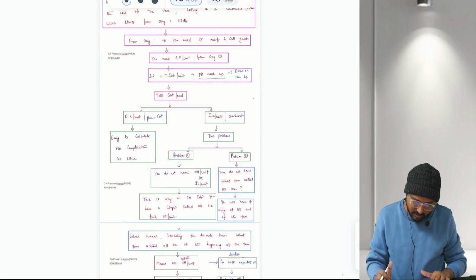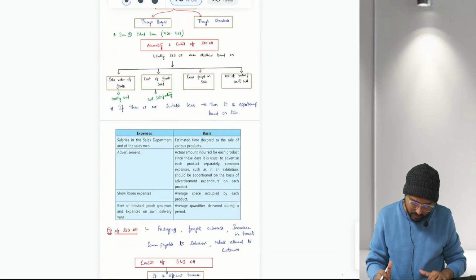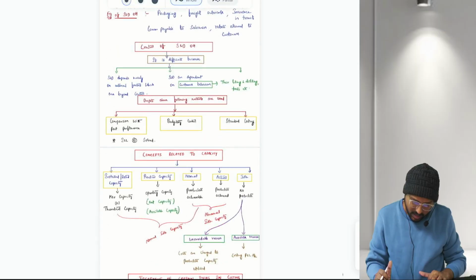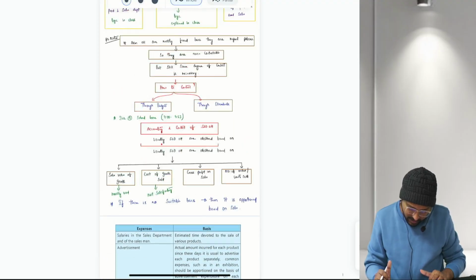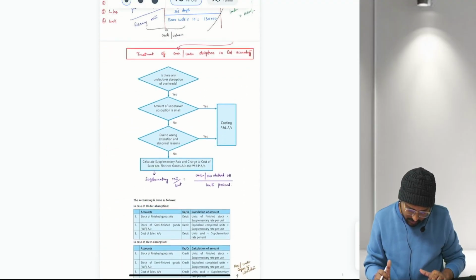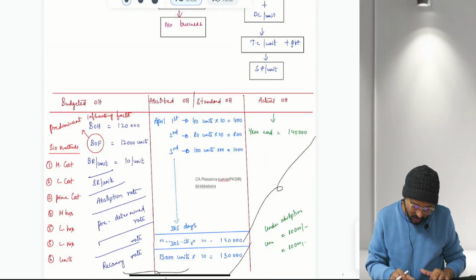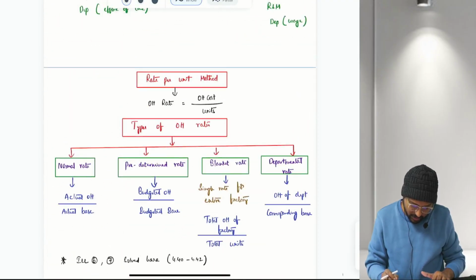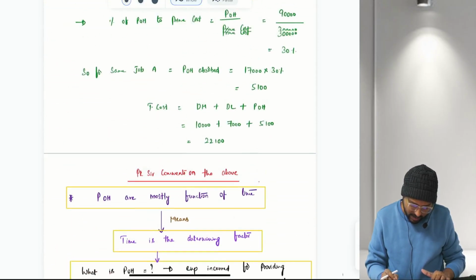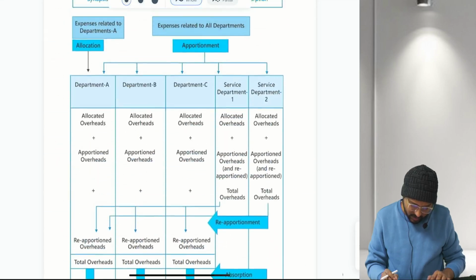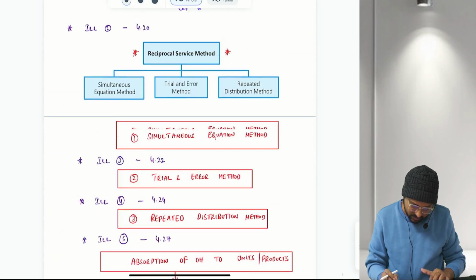Where are we right now? We are discussing secondary distribution of overheads, correct? Under secondary distribution of overheads, what we'll be doing? We'll be redistributing the overhead cost to production departments. Very good. Correct? For that, we have multiple methods, correct? Now we're gonna see those methods.